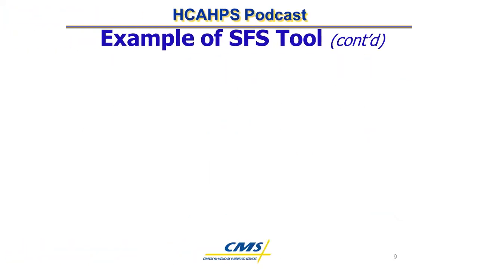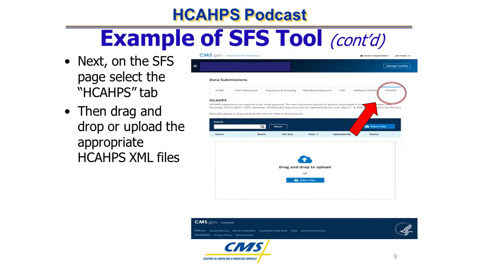Slide 9. Example of SFS tool continued. Once on the SFS main page, select the HCAHPS tab. From there, submitters may drag and drop or upload the desired HCAHPS XML files. Note that other aspects of XML file submission will not change. Resubmitting an XML file for the same month will continue as before, with accumulation of survey records and administrative data values. Also as before, the HCAHPS review and correct period can be utilized after the warehouse closes to resubmit monthly XML files for updates to administrative and survey records previously submitted.